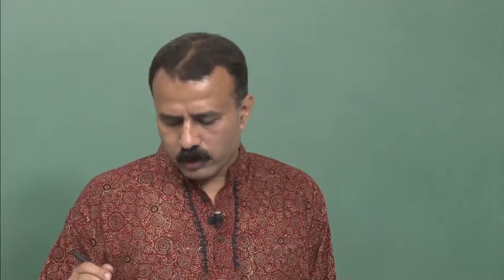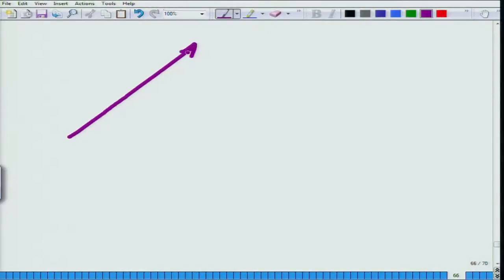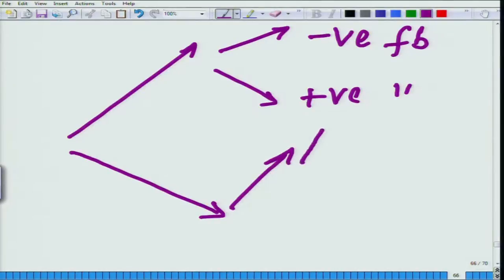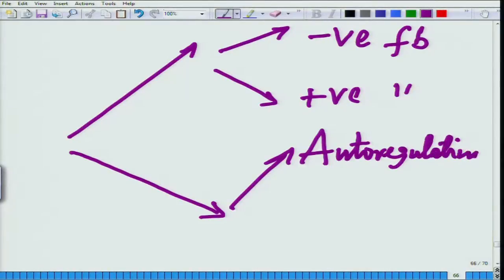There is another control system which, while talking about negative and positive feedback, I did not mention. Let me mention that. One we have already discussed: negative feedback, positive feedback. The other is autoregulation, and extrinsic regulation.